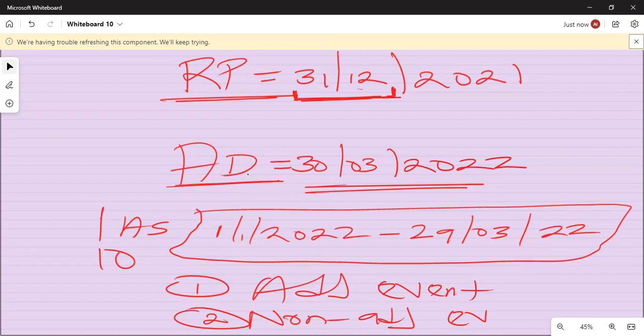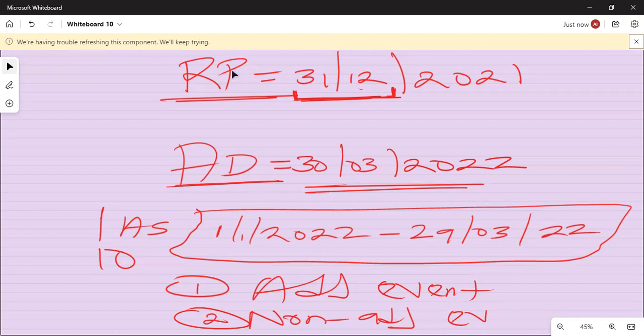What are the events that occur after this date, up to the day that the financial statement is being issued? That is, what are the events that occur between 1st of January to 29th of March? That is what IS10 is talking about.